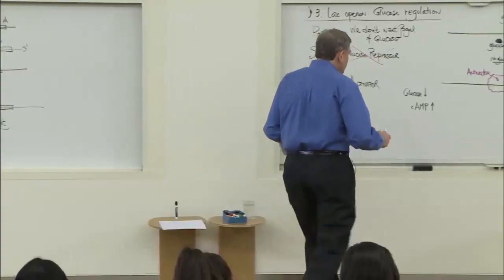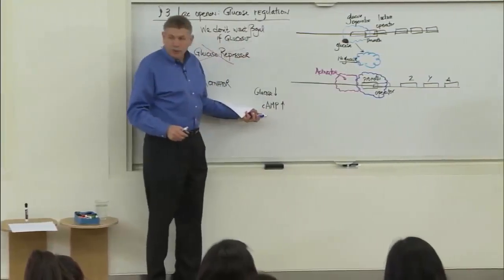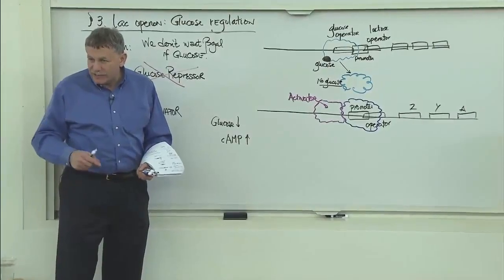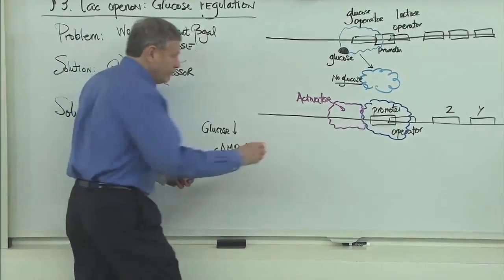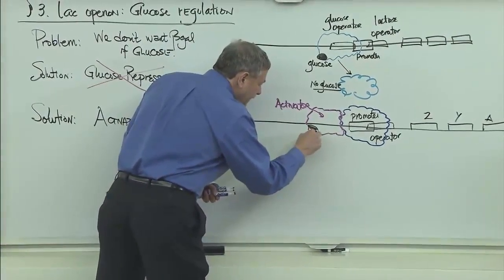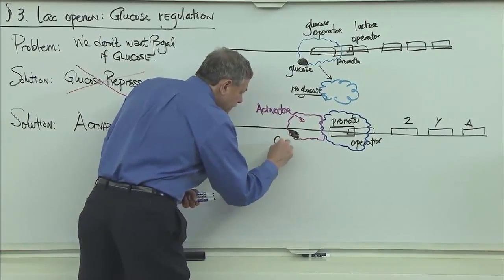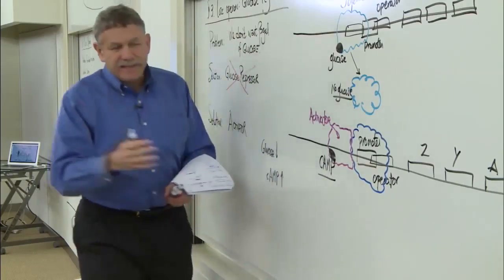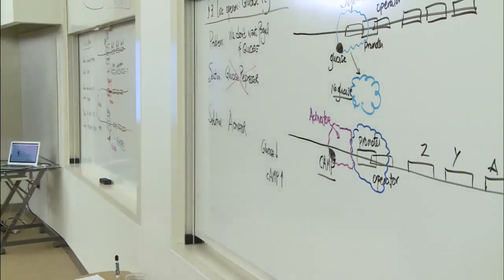Now, which way do we want it to go? If this is a signal of low glucose, binding cyclic AMP should make the activator sit down or not? Sit down. So it has a cyclic AMP binding site. Cyclic AMP binding site, sits down, and now makes it work, and that's it.